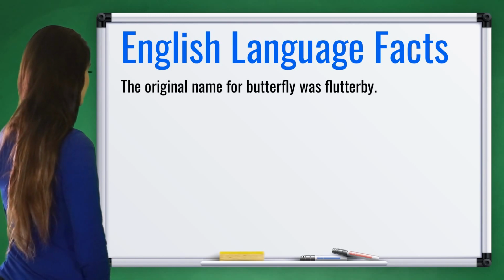Now let's learn an interesting fact about the English language. The original name for butterfly was flutterbee.